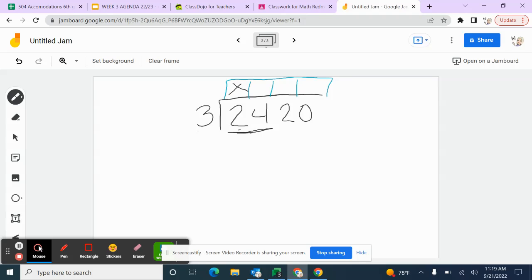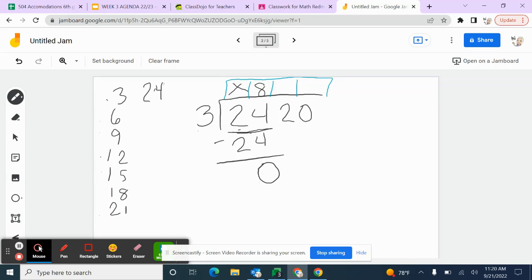Does 3 go into 24? Yes, it does. How many times? You could do some repeated addition to find that answer. We're still not quite there. Still not there. Oop, we hit 24. So how many 3s did it take to get there? 1, 2, 3, 4, 5, 6, 7, 8. Well, what is 8 times 3? 24. You're going to subtract out that product. So 24 minus 24 is 0.